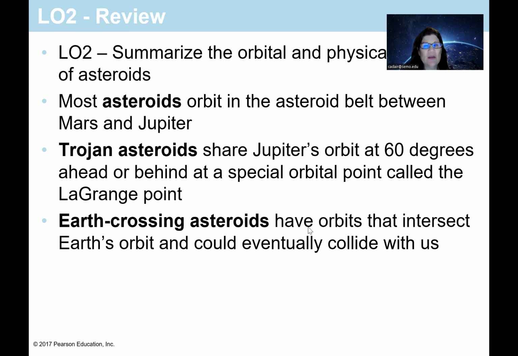Most asteroids orbit in the asteroid belt between Mars and Jupiter, but there are Trojan asteroids that are within Jupiter's orbit about 60 degrees ahead or behind. They're at this special orbital place called the Lagrange point. Earth-crossing asteroids have orbits that intersect Earth's orbit and could eventually collide with us.